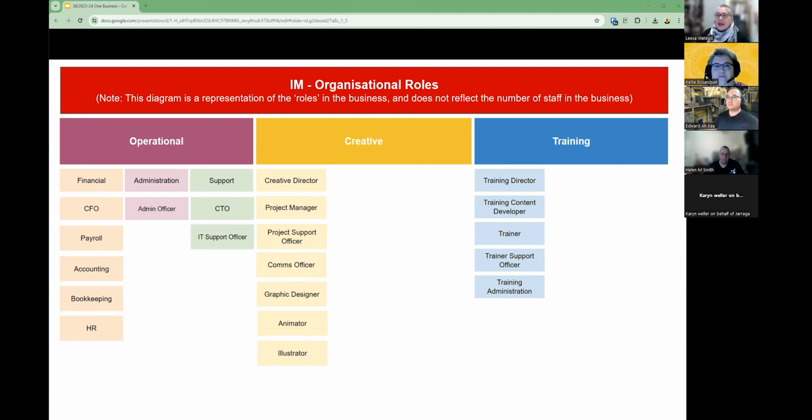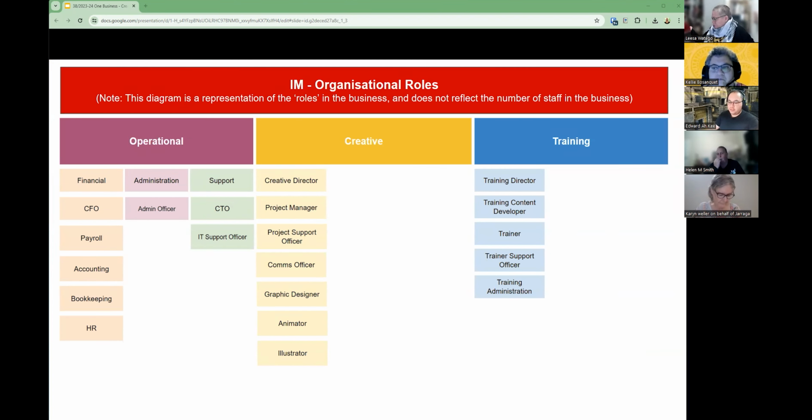So let's unpack what we have in IM. What we're doing in this table is showing that we don't have all of these positions in our business. But we've started unpacking the different roles and the different arms of the business. We have the creative arm of Iscariot Media, and then we have the training arm. And we don't have an individual in any of these given roles.